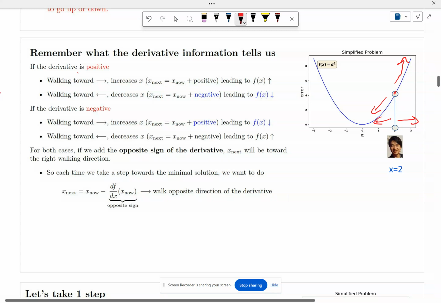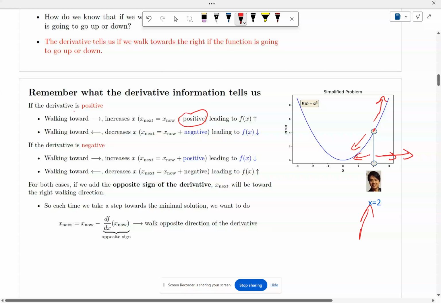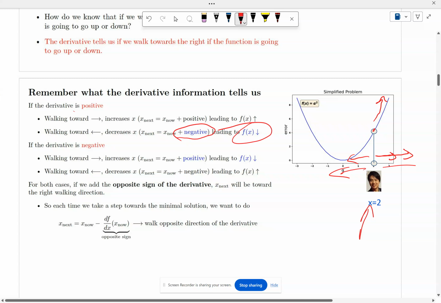So if your current location is here, let's say I'm here right now, adding a positive number will imply that I'm going towards the right. And adding a negative number will imply I'm going towards the left, right? Negative, you get smaller. Positive, you get larger. So therefore, if the derivative is positive and I walk towards the right, if I add a positive, the function is going to go up. Conversely, if I walk towards the left, the function is going to go down.